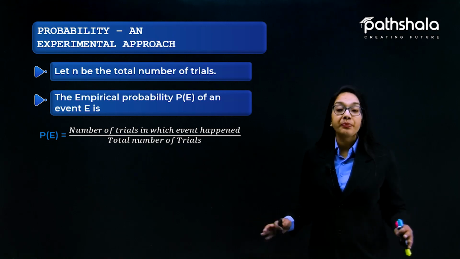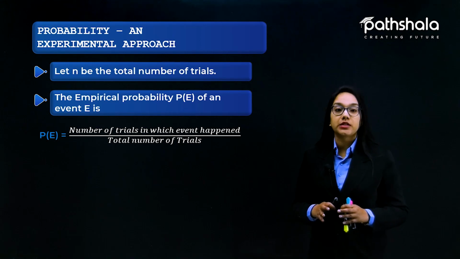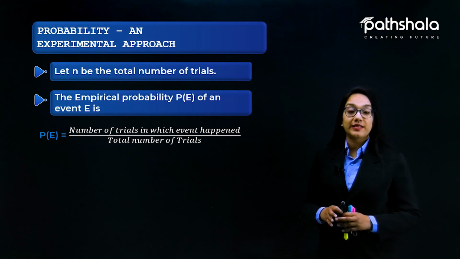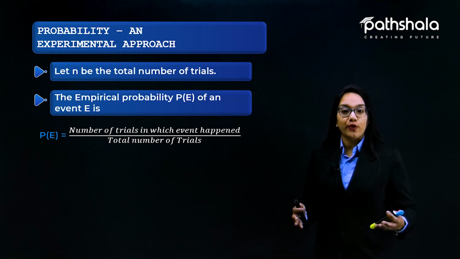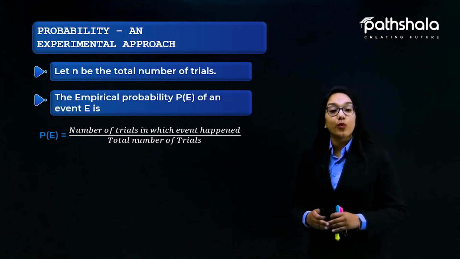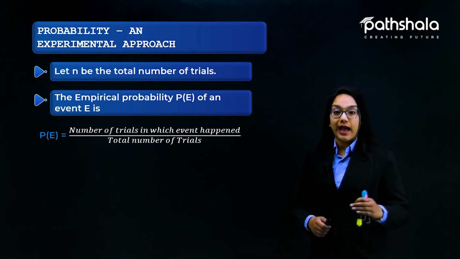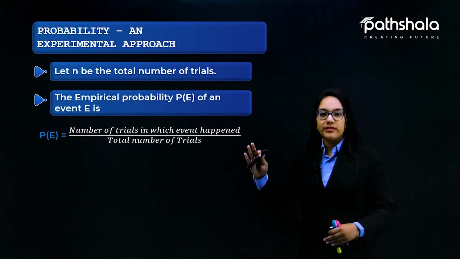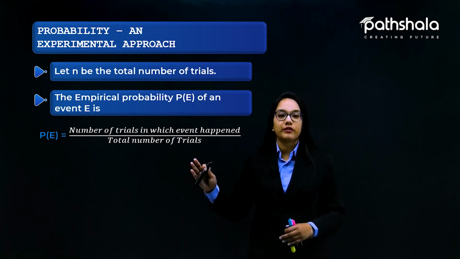Always remember, the empirical or experimental probability is represented as P of E, where P is a symbol of probability and E is the event which we are going to find out. It is equal to the number of trials in which the event happened divided by the total number of trials.